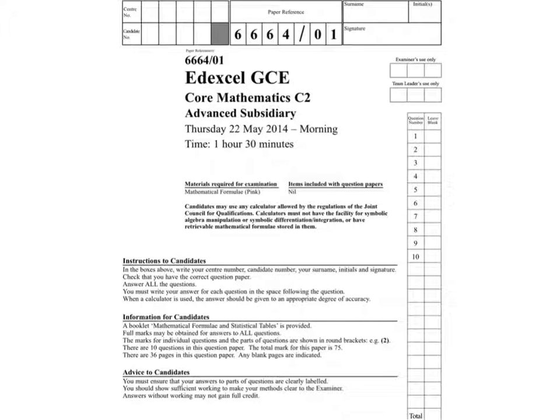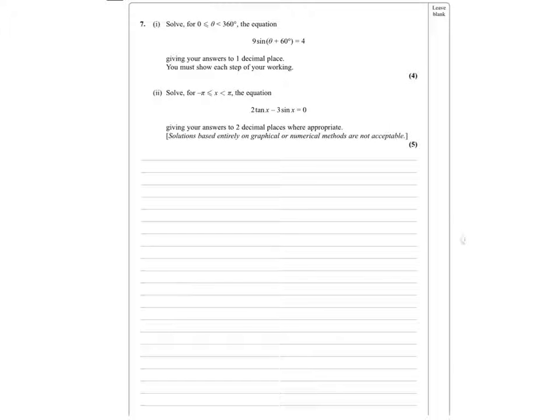Edexcel Summer 2014 C2 paper, Hints and Tips, Part 2. Right, question 7, pretty simple trigonometric equation.